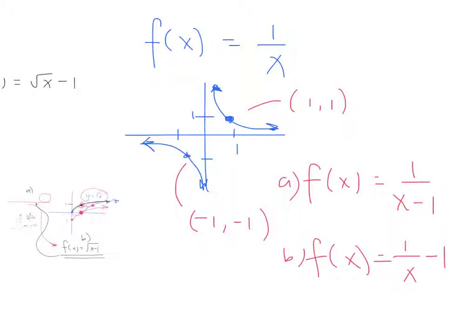I want you to see the difference because these two are not the same. This is within the x. You see, x minus 1. This is outside. You can think of it as outside of x. 1 over x and then minus 1.